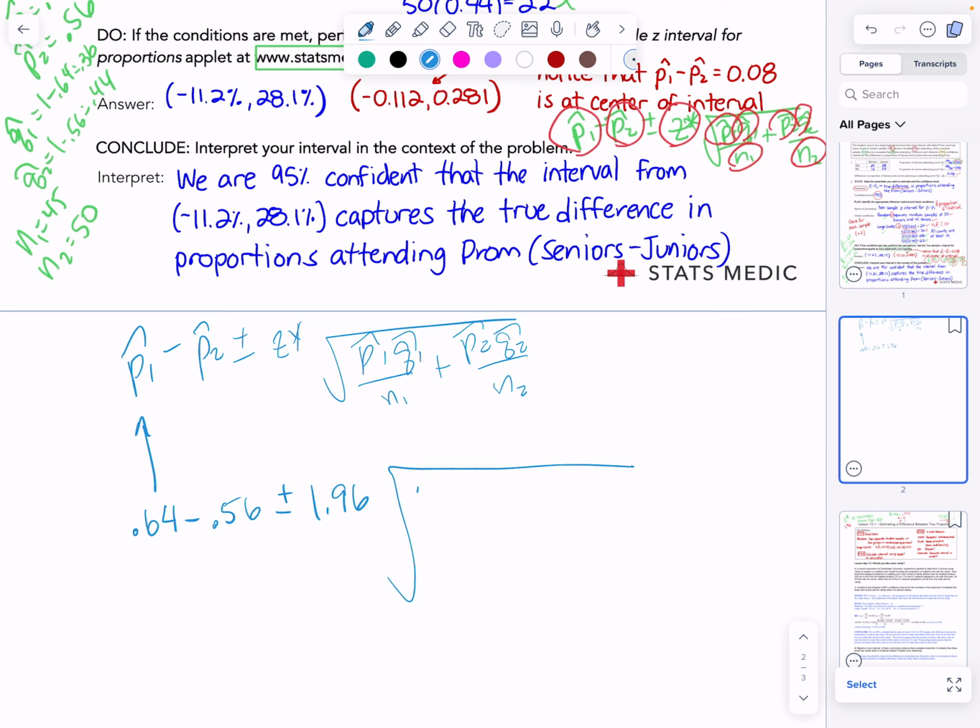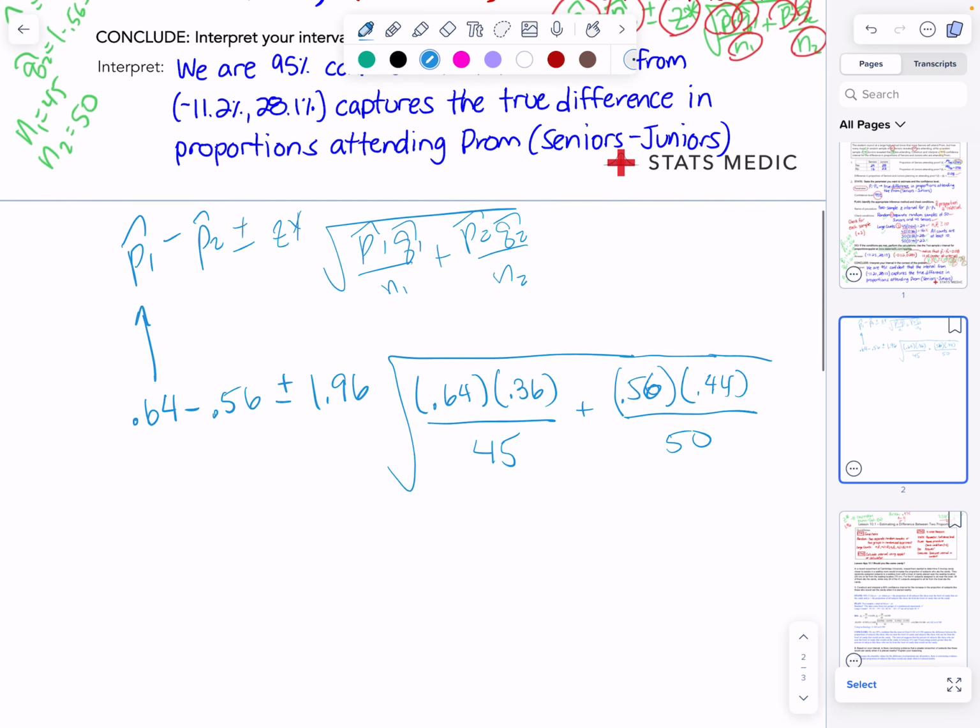Square root 0.64, 0.36 over N1 was 45 plus 0.56, I'm at P2, 0.44 over 50. All right, so at this point you can put this in your calculator. You can put it all together in your calculator. I'll show you kind of how it works.